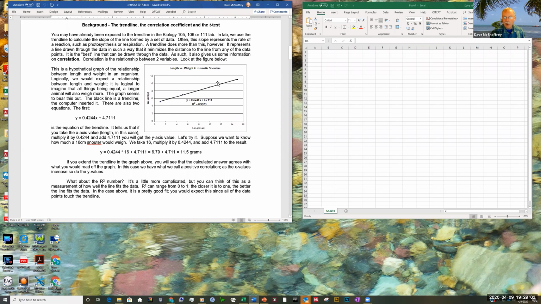Okay, and that would seem to be obvious. Generally, as animals get longer, they also tend to weigh more. So you can see we have 4 data points plotted there. And then we have this weird little equation on there. So let's take this apart a bit at a time.